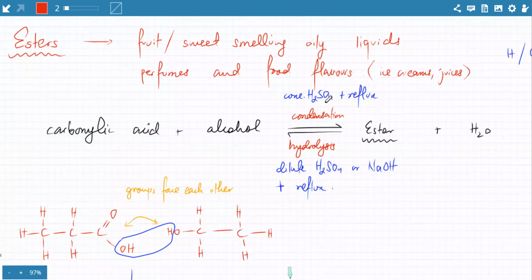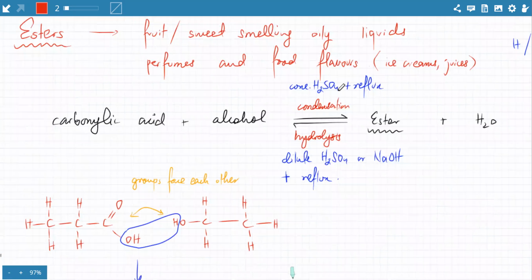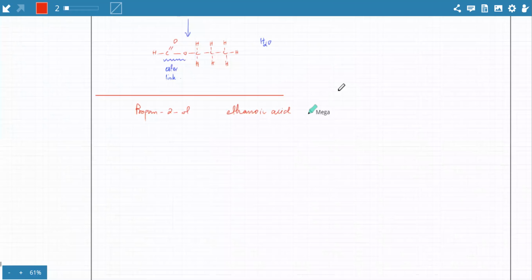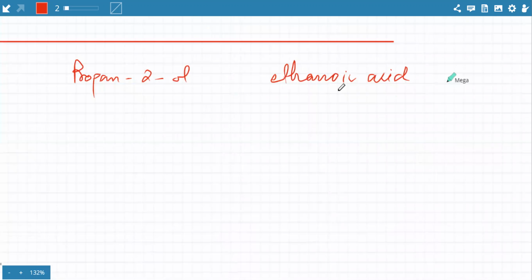मतलब ये conditions must है. It's a condensation reaction. Water molecules are produced. ये forward reaction की बात कर रहा हूँ, ठीक है? So these conditions need to be present. Otherwise, an ester is not going to be formed. So going back, propan 2-ol and ethanoic acid.